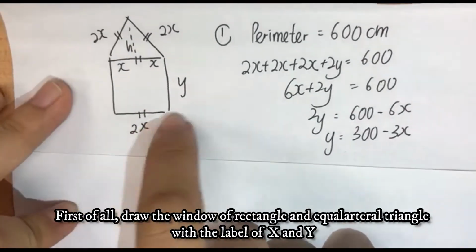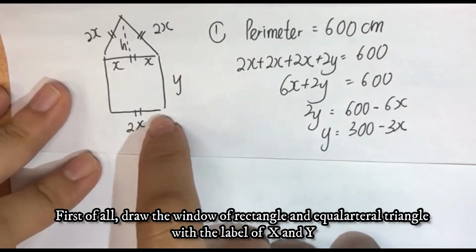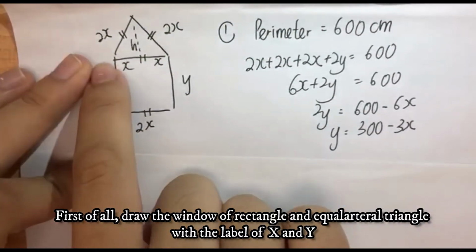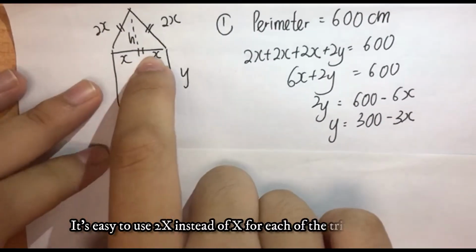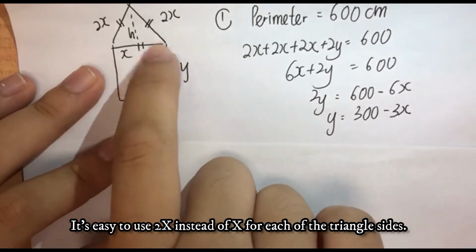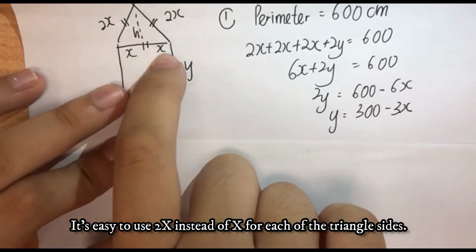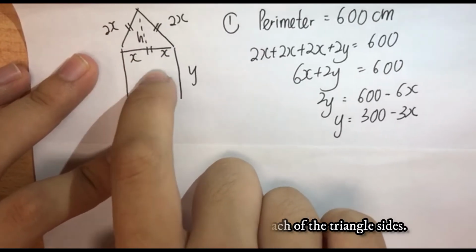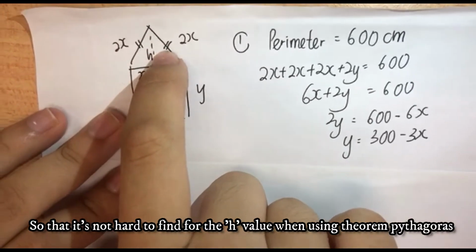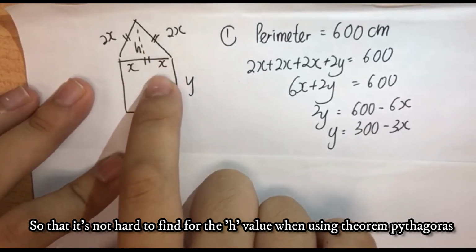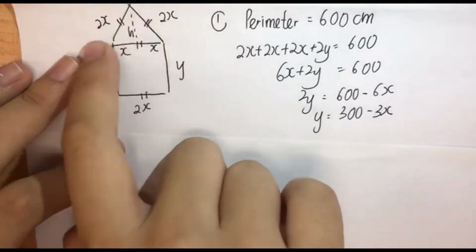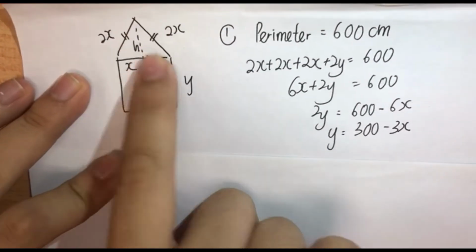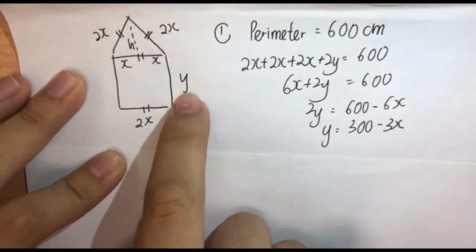Okay, so first of all, we need to draw a picture of the window. The first one is the triangle with equilateral sides, so we assume the sides are 2x, 2x, and 2x. We use 2x because we need to divide by 2, so it becomes x and x. If you put x here, it becomes 1/2 x, and later finding h with the Pythagorean theorem is quite complicated. So here is 2x, 2x, x plus x, the height of the triangle h, then y, 2x.